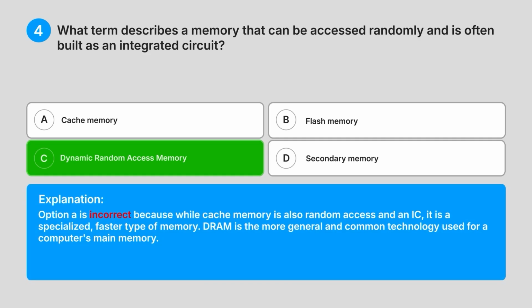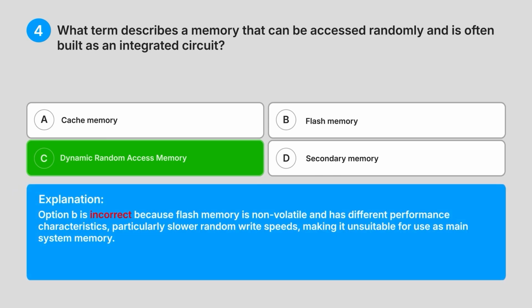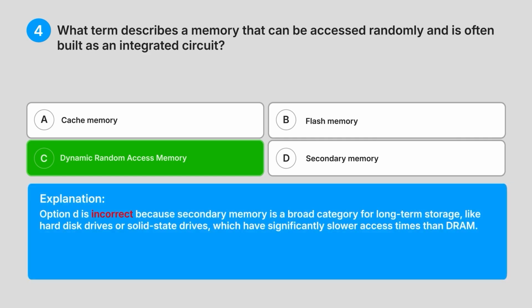Option A is incorrect because while cache memory is also random access and an IC, it is a specialized, faster type of memory. DRAM is the more general and common technology used for a computer's main memory. Option B is incorrect because flash memory is non-volatile and has different performance characteristics, particularly slower random write speeds, making it unsuitable for use as main system memory. Option D is incorrect because secondary memory is a broad category for long-term storage, like hard disk drives or solid-state drives, which have significantly slower access times than DRAM.